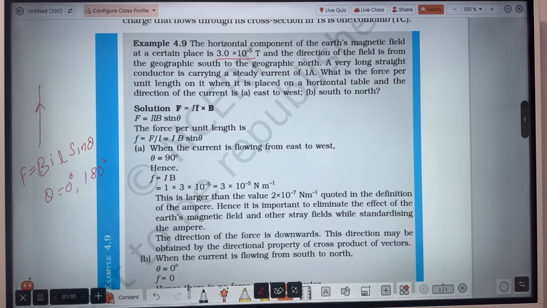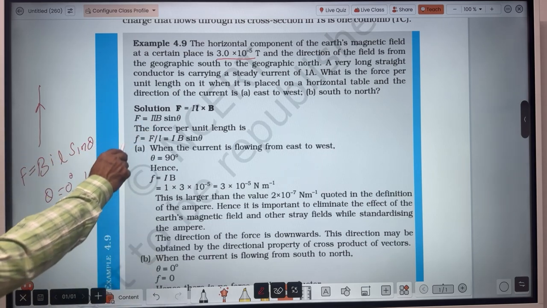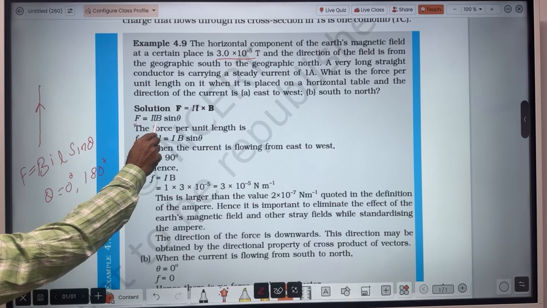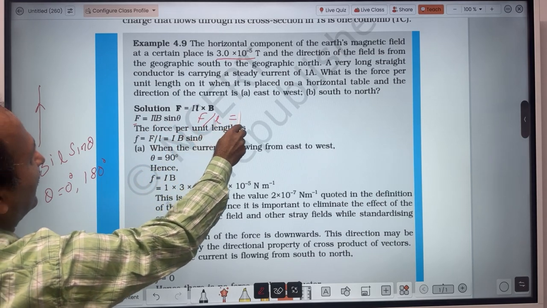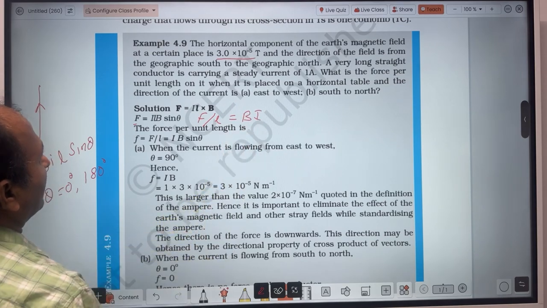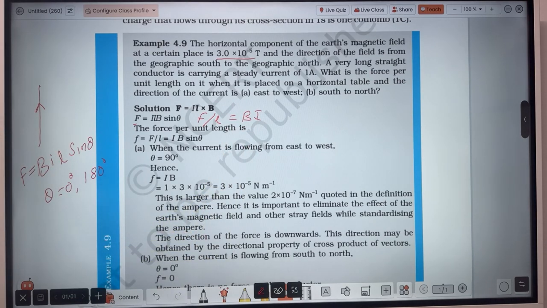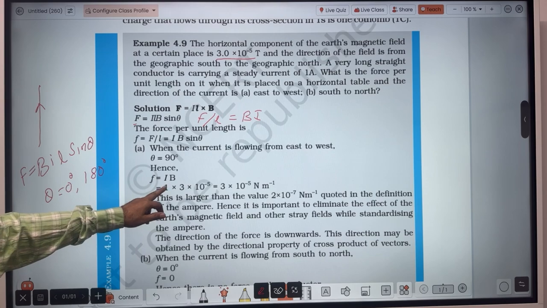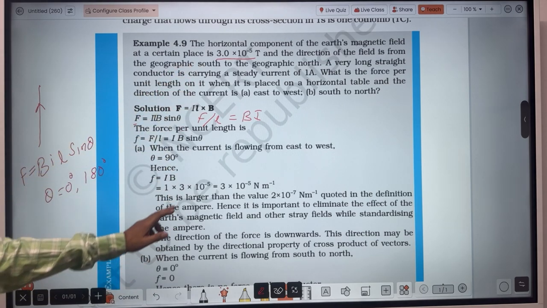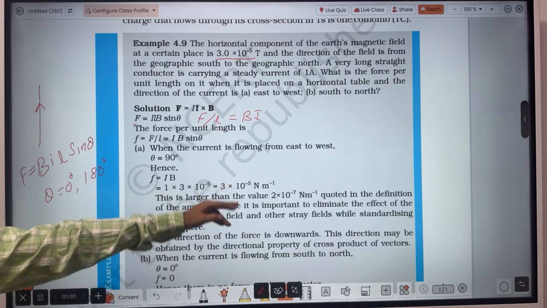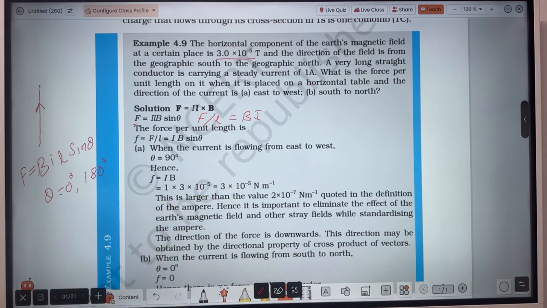So here two situations are shown. One is for parallel, another is for perpendicular. The first case is for perpendicular, so theta will be 90 degree. So we can easily evaluate force per unit length. Here F equals BIL sine theta, and this gives F upon L, that will be BI, right? We can put the value. I is given in our question, that is 1 ampere, and the value of B is given, 3 into 10 power minus 5 Tesla. So after putting those values, we get 3 into 10 power minus 5 Newton per meter.